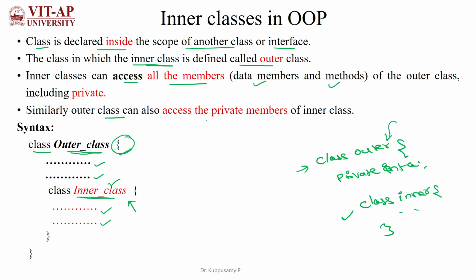Similarly, the outer class can access all the members of the inner class, including private members. Members in the sense, any class will have two kinds of members. One is the variables and another one is the methods or actions, right? These methods are defined to perform some actions.